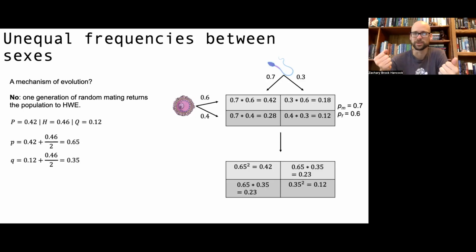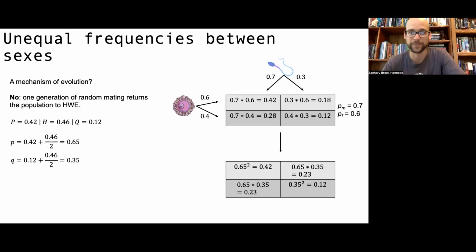So is this a mechanism of evolution? We've seen that we have violation of Hardy-Weinberg with an excess of heterozygotes and a depletion of homozygotes, but is this actually capable of sustaining change across generations? And the answer is no. One generation of random mating returns the population to Hardy-Weinberg.